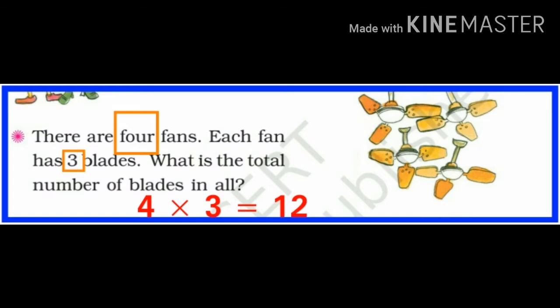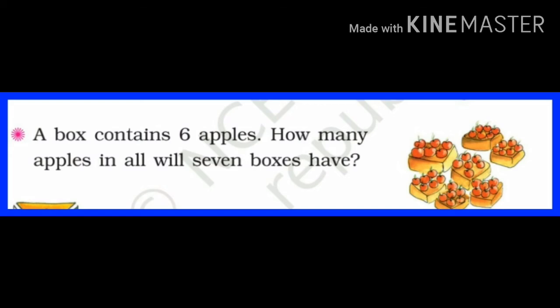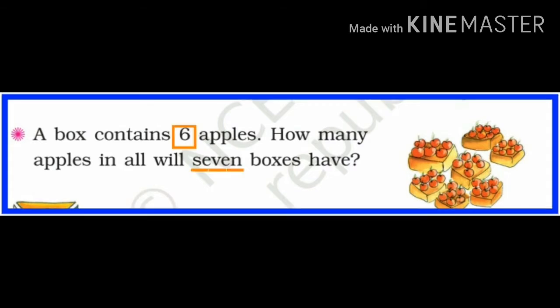Let us see the next one. A box contains 6 apples. How many apples in all will 7 boxes have? See in the picture we are having 7 boxes and in one box we have 6 apples. In order to find the total number of apples, we will multiply 6 by 7. We know that 6 sevens is 42.